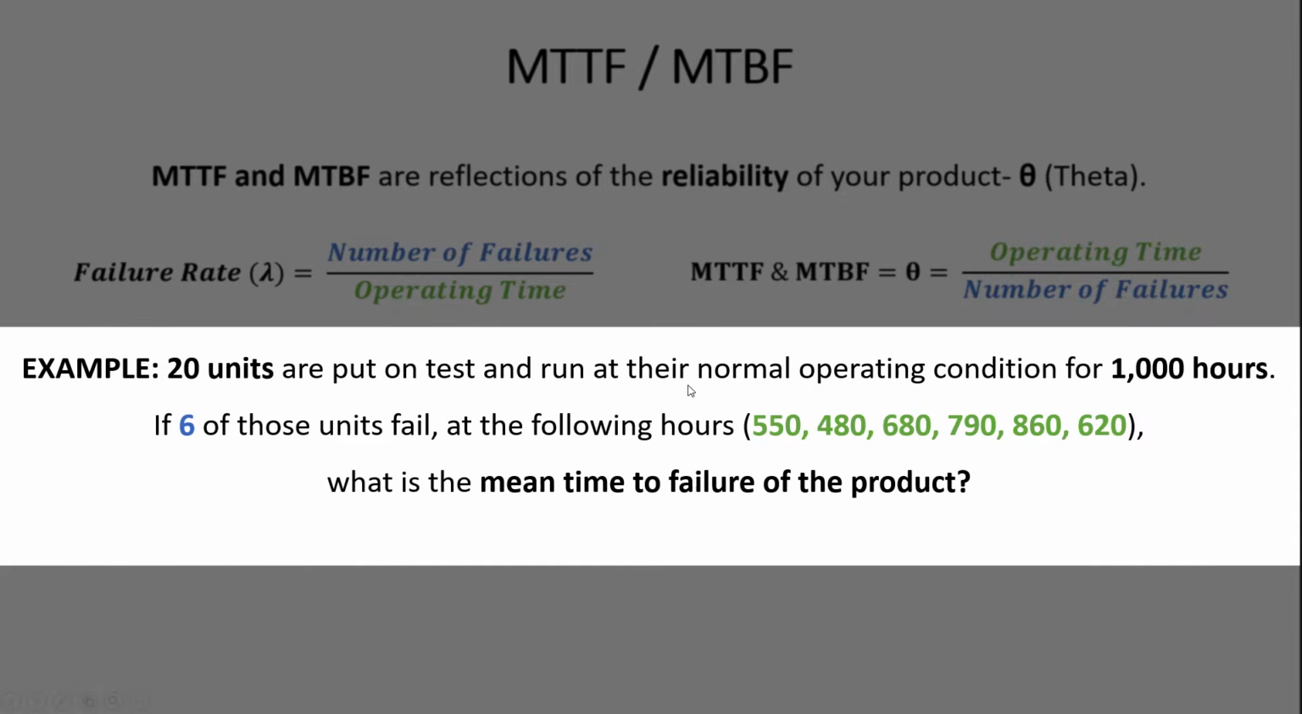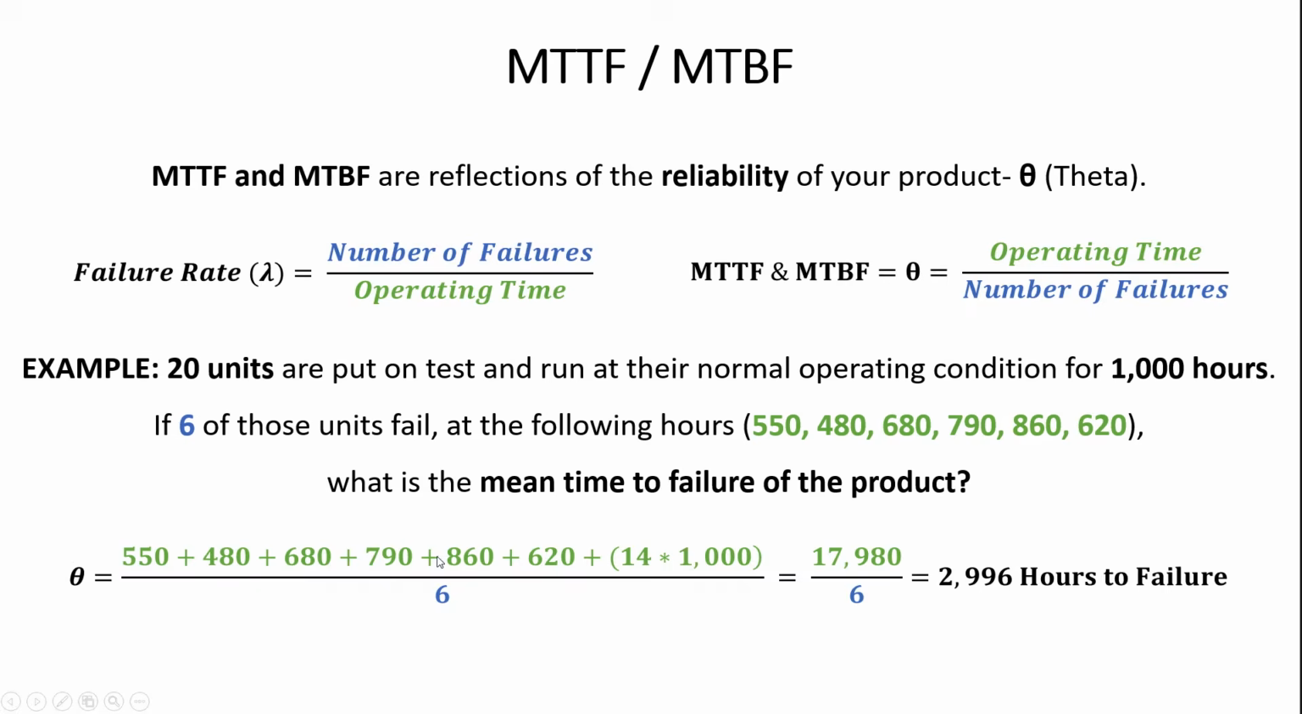So again, we have 20 units, we put them on test, we run them at their normal operating conditions for that full 1,000 hours. Remember, we have 6 units fail, and then here are those time values. And we can simply plug into this equation for theta, right? So the mean time to failure, let's say it's a non-repairable unit. We've got the time values, so here are those 6 different time values, plus the 14,000 hours for the 14 units that all passed, divided by 6. And this is a much more meaningful answer. Look at this. Our mean time to failure is 2,996 hours to failure.